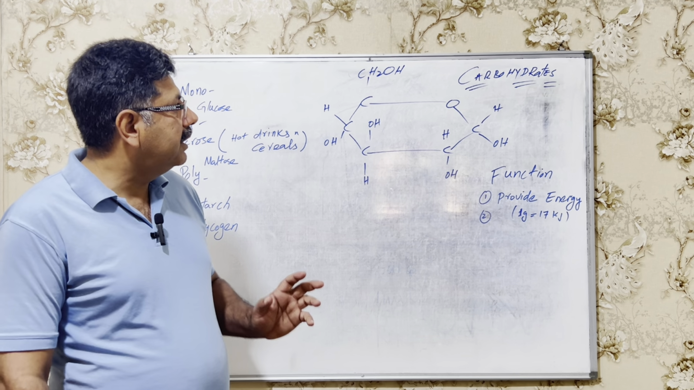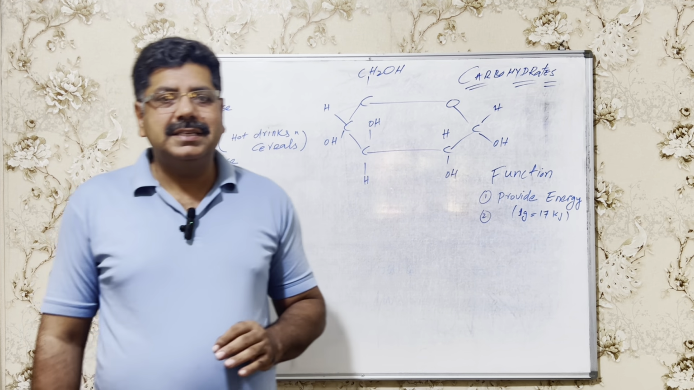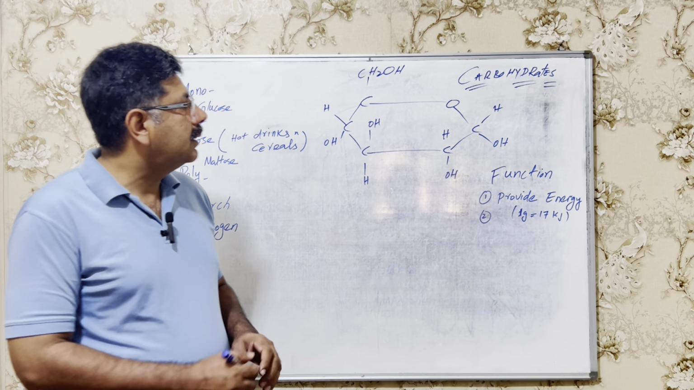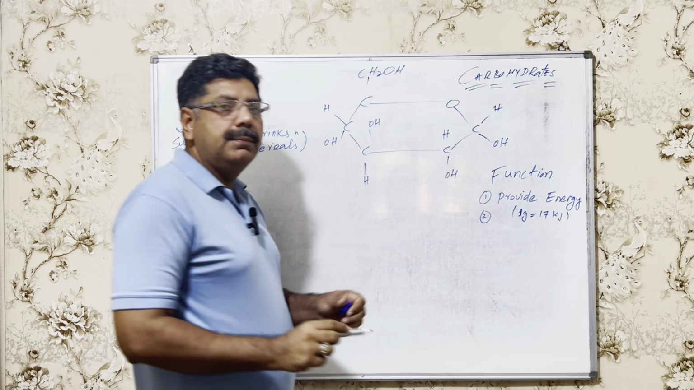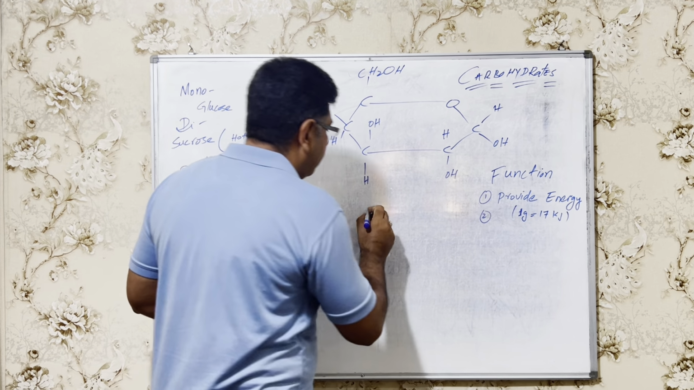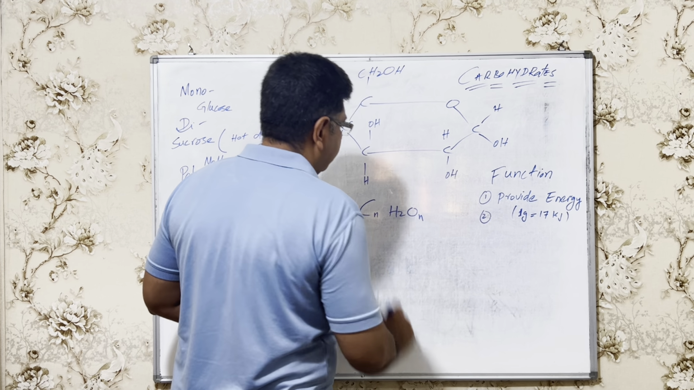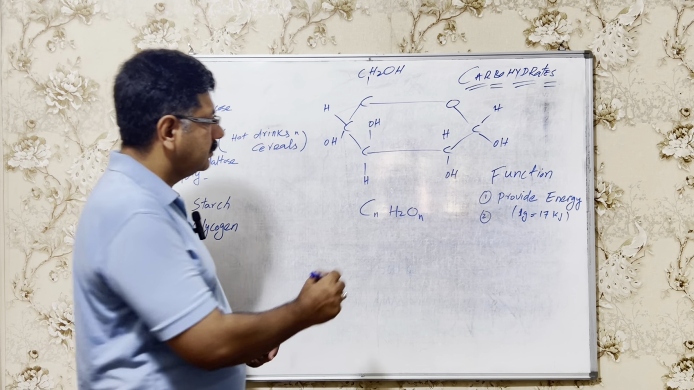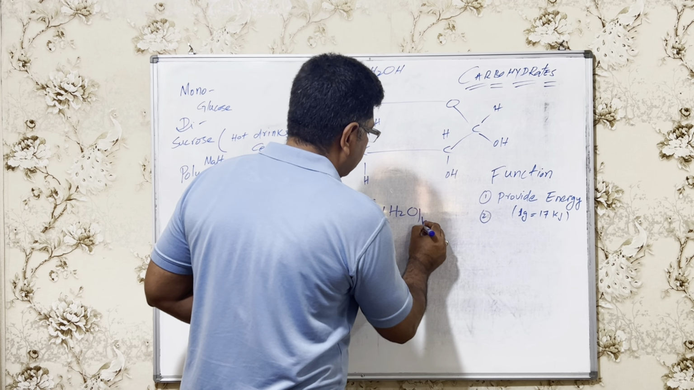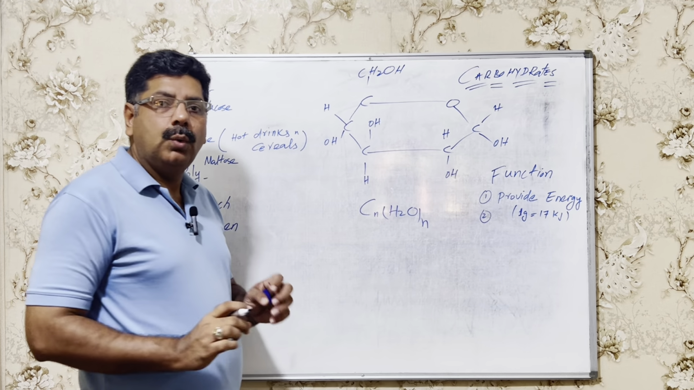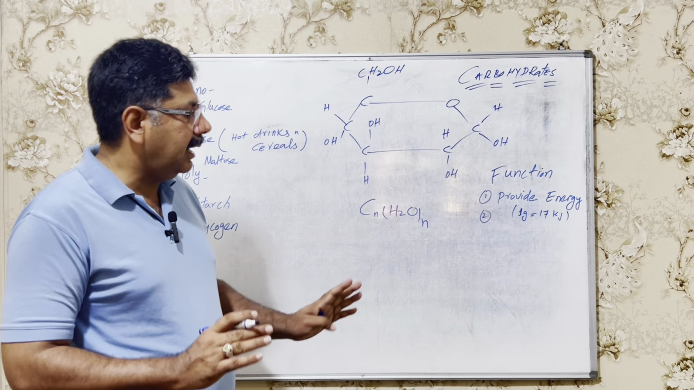IGCSE students, we were discussing chapter number 4. In chapter number 4, we already discussed water. But today we will discuss carbohydrates. Carbohydrates means hydrated carbon, in the ratio of water and carbon. So that's why they are called hydrated carbon.